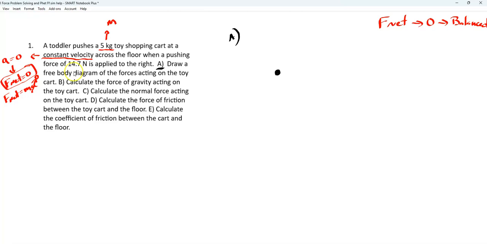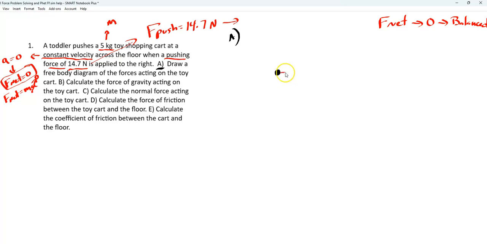Okay, 14.7 is another value, and this is the last value that's given. So 14.7 is this pushing force. So I'm just going to label this F push, and I'll say that's 14.7 newtons, and it's going to the right. So if you see newtons, that's what that means. It says it's applied to the right, so that's easy.